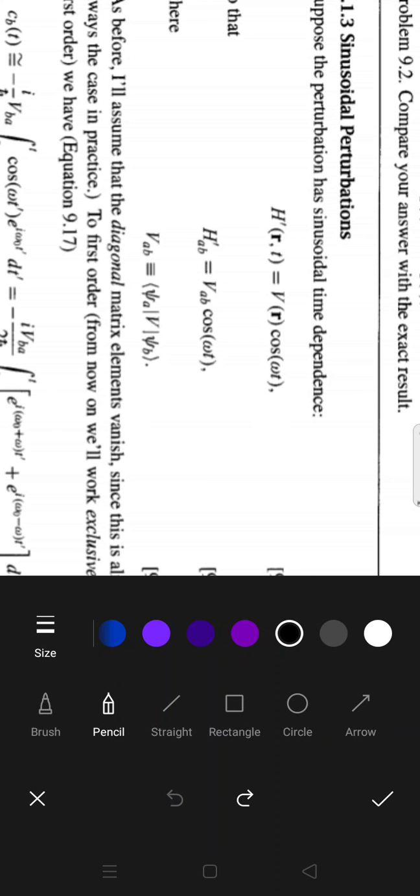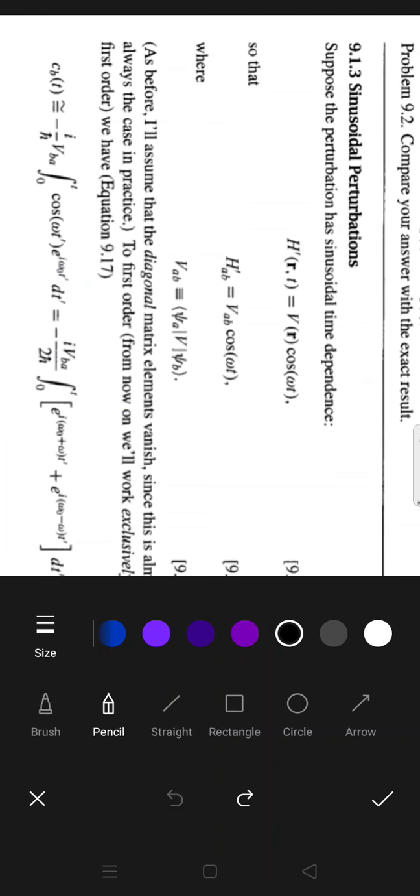So H prime of r comma t is equal to V of r. The perturbation happens only in the potential. So the perturbation in the Hamiltonian is equal to V of r cos omega t. So you will get, if the suffix is ab, then the potential suffix will be ab.